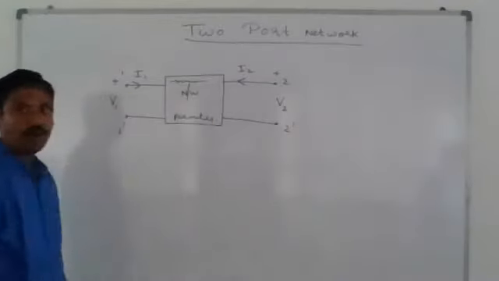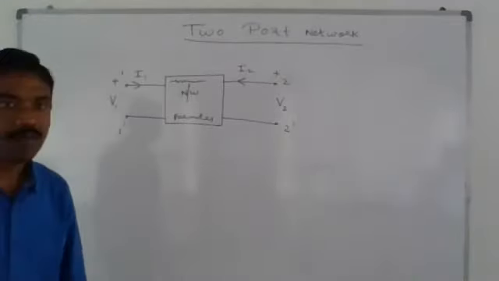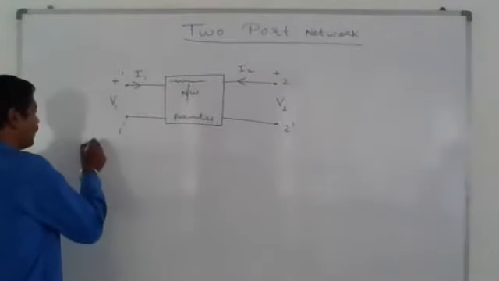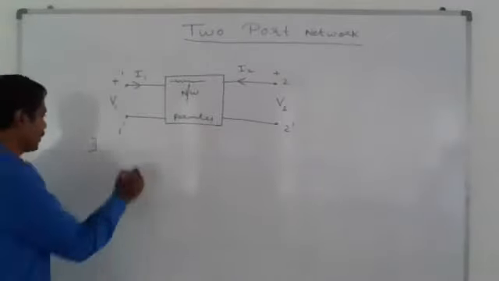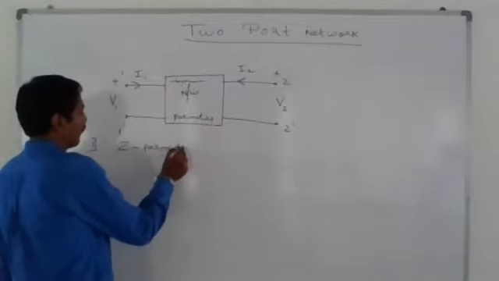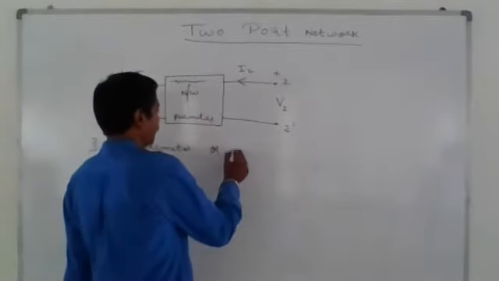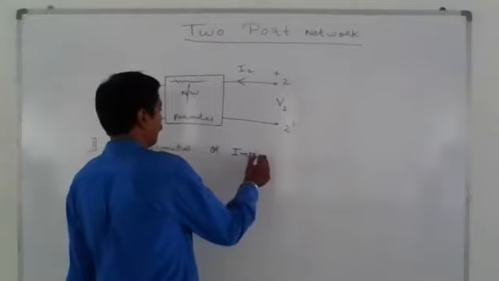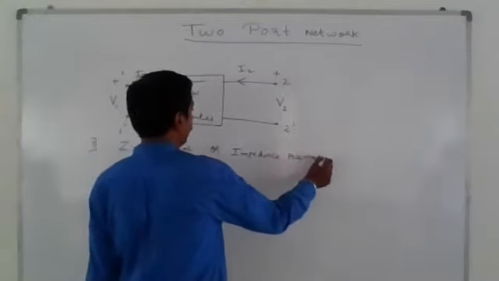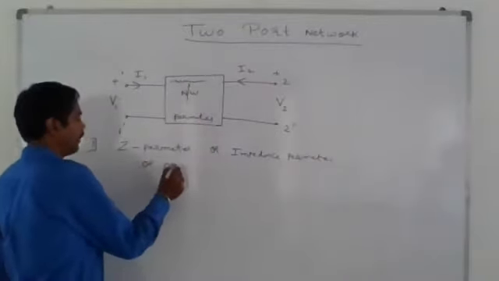So, in order to obtain the output-input relation, you need some parameters. The first parameter of this study of two-port network, we call it as a Z parameter, or we call it an impedance parameter, or sometimes it is called an open circuit parameter.